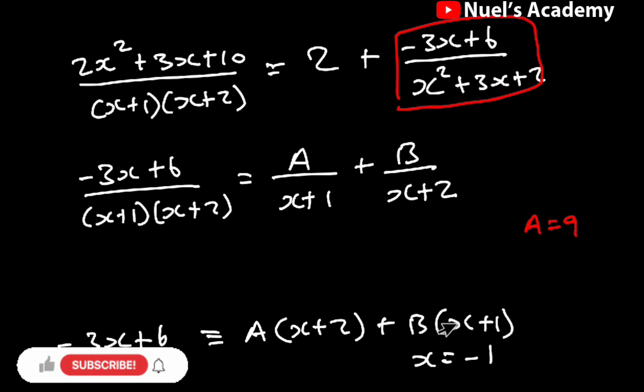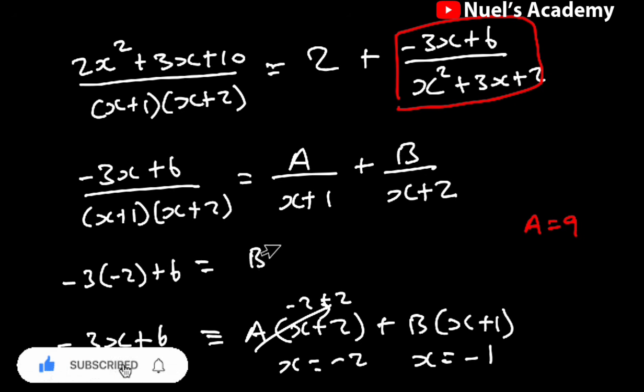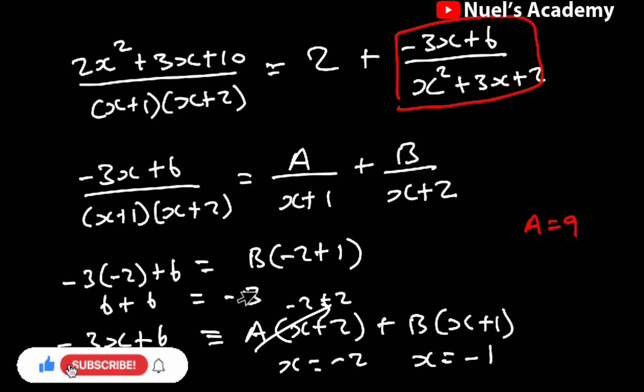Now to find the value of b, let's set x to be equal to -2. If x is -2, then -2 plus 2 is 0, so this a is going to cancel. Then we'll be left with minus 3 multiplied by negative 2 plus 6 is equal to b multiplied by negative 2 plus 1. Minus 3 times minus 2 is equal to 6, plus 6, is equal to b times minus 2 plus 1, which is minus 1. Minus 1 times b is equal to minus b. So 6 plus 6 is equal to 12, equal to minus b. So we have that our b is equal to minus 12.